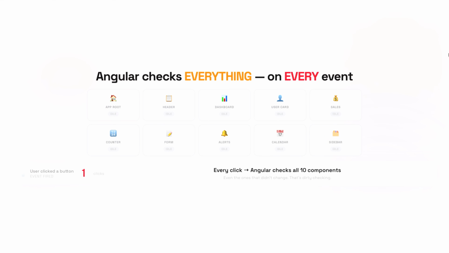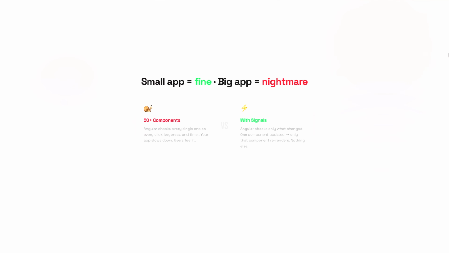Every single component in your entire app. Every binding. Every expression and every template. On every click. On every key press. On every timer tick. This process is called dirty checking. And when your app is small, it's fine. But when your app grows, when you have 50 components, 100 components, dirty checking becomes your performance nightmare. Your app slows down, your users feel it, and you have no idea why. That's the problem signals solve.